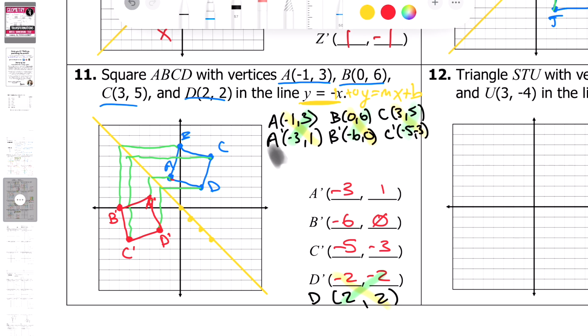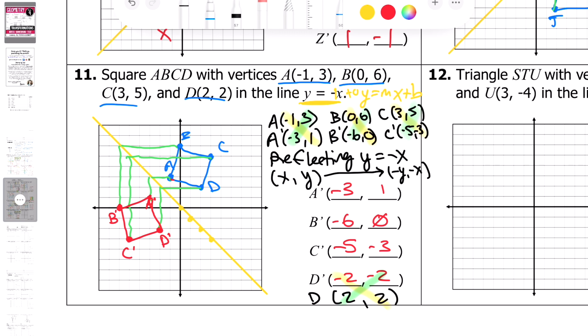So reflecting, forgot to change back to pen, darn it. Reflecting y equals negative x. So now I have my point XY, and it's going to change. So X and Y are going to change spots, but they're also going to change their sign. So if they were positive, they're going to be negative. If they were negative, they're going to be positive.